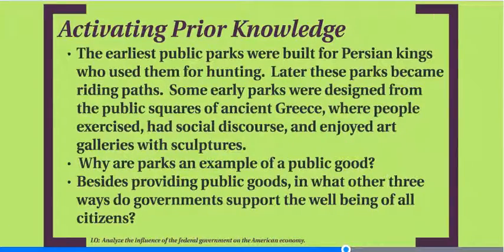The earliest public parks were built for Persian kings who used them for hunting. Later, these parks became riding paths. Some early parks were designed from the public squares of ancient Greece, where people exercised, had social discourse, and enjoyed art galleries and sculptures. Why are parks an example of a public good? Besides providing public goods, in what other three ways do governments support the well-being of all citizens?